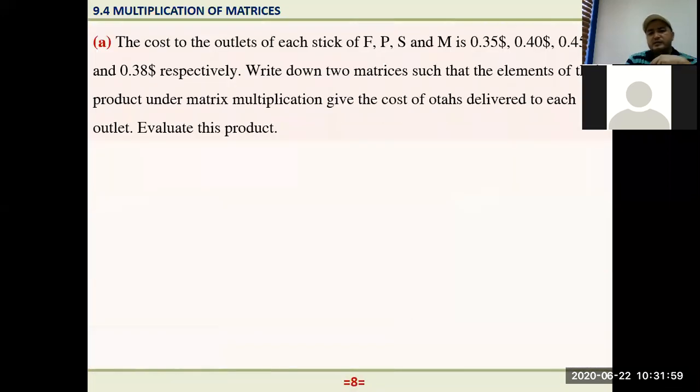All right, now let's answer the first question. Question A. It says that the cost to the outlets of each stick of fish, prawn, squid, and mixed is 0.35, 0.40, 0.45, and 0.38 respectively. Why? Because we are selling food, each food has a cost, and here it says that the cost of each F, P, S, and M is given by this. Question: write down two matrices such that the elements of their product under matrix multiplication give the cost of OTAs delivered to each outlet, and evaluate this product.